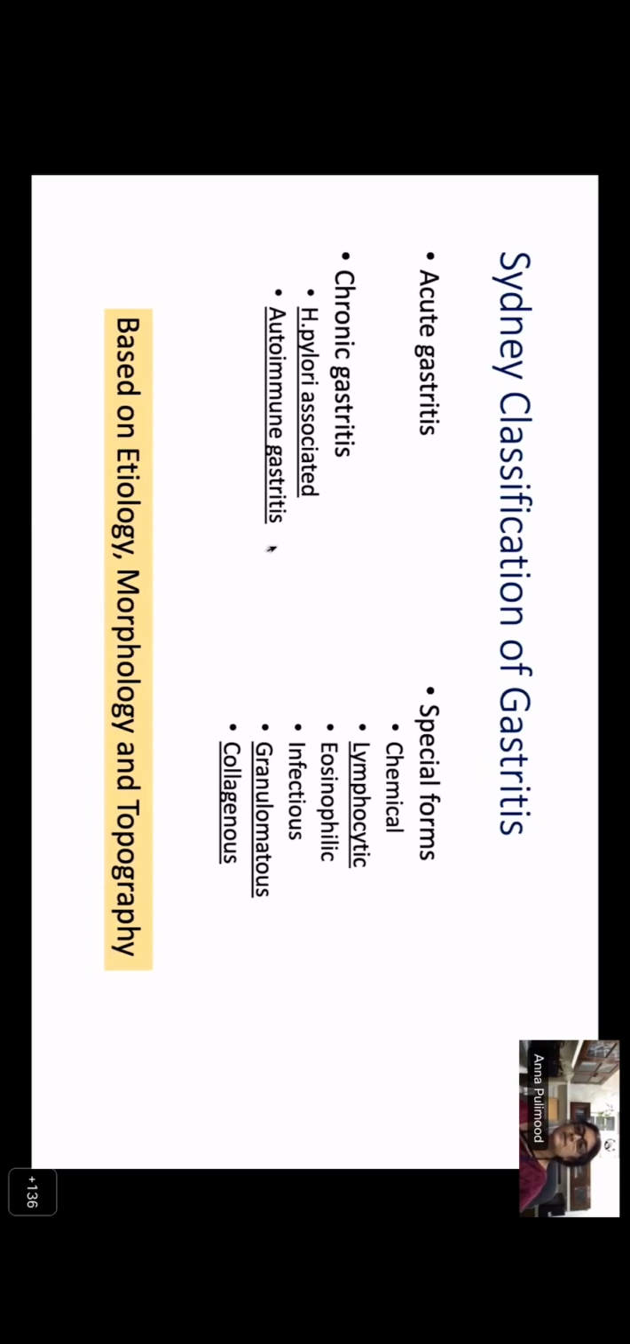And then collagenous gastritis. You can have collagenous enteritis, collagenous colitis. In all of them, you have to have a collagen band below the surface epithelium, more than 10 microns in thickness, with enmeshed small cells and capillaries. So in the stomach, the diagnosis is based on the etiology, it's based on the morphology, and it's based on which part of the stomach is affected.